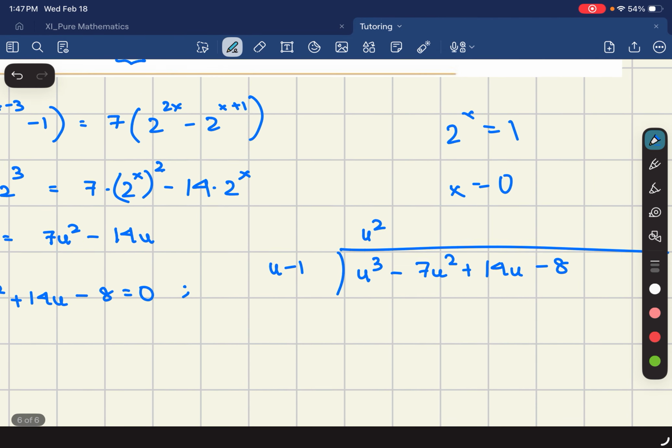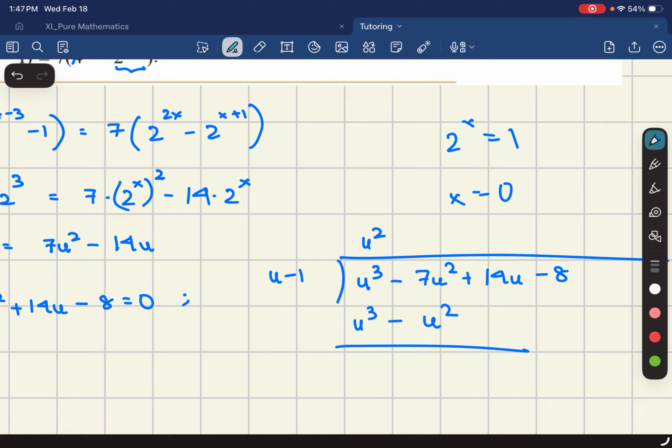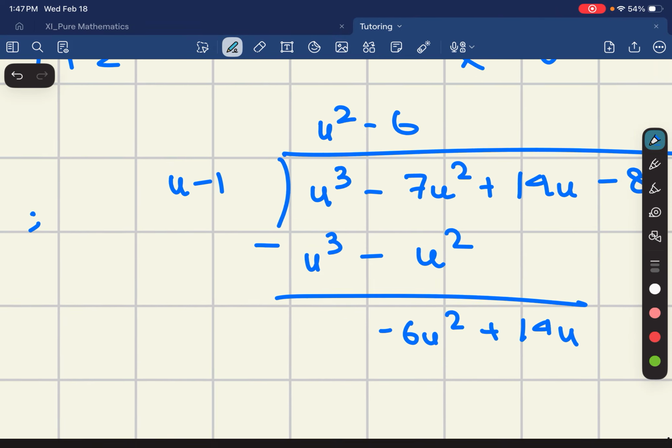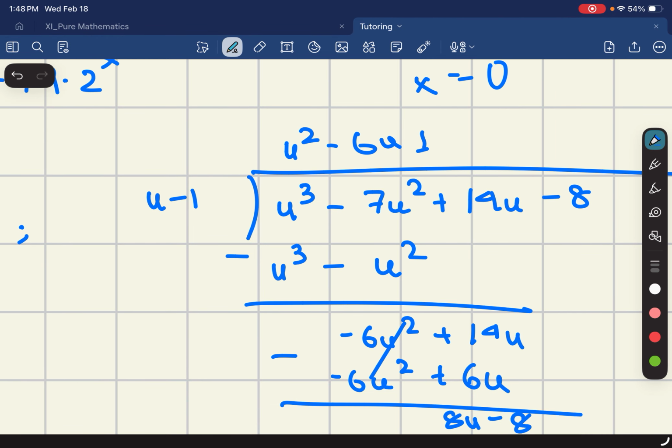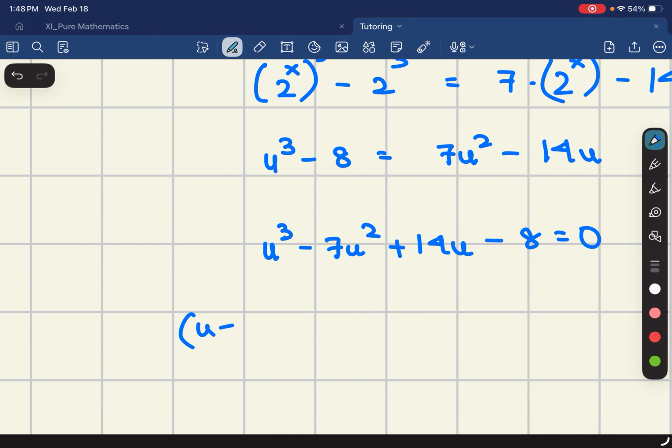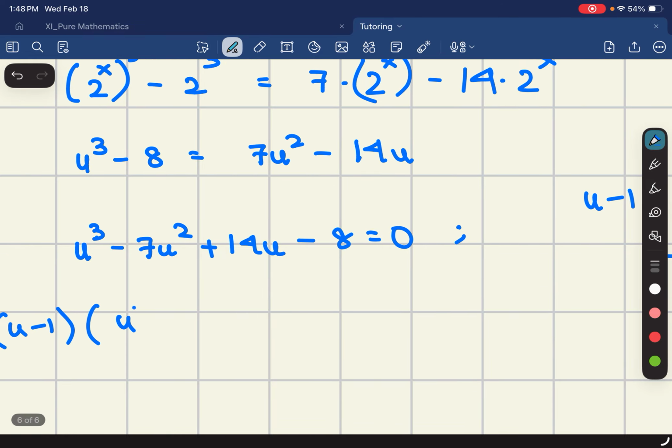So you get u squared here. If I simplify this, it's the same idea. I'm gonna get minus u squared here, plus 14u. So minus 6u. So this gives me plus 6u. And when I subtract 14, that is giving me 8u minus 8. So that's going to be plus 8. So it's actually u minus 1, u squared minus 6u plus 8.